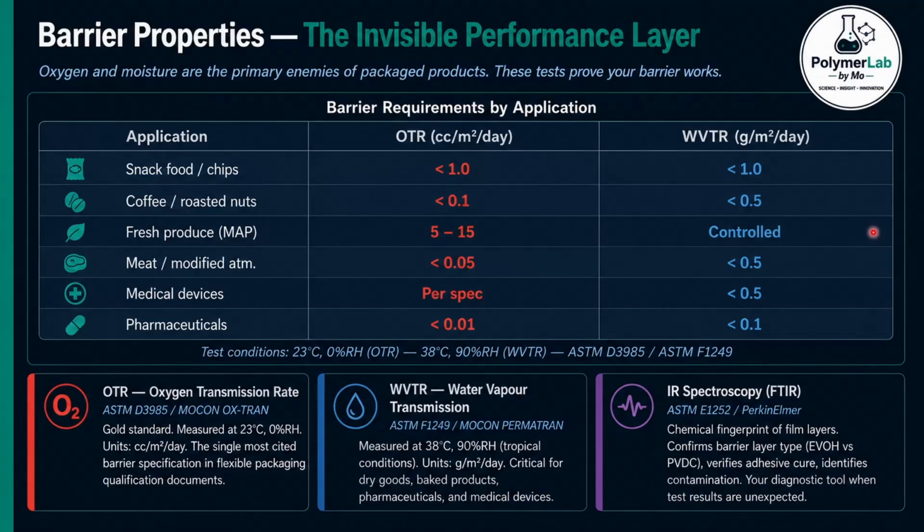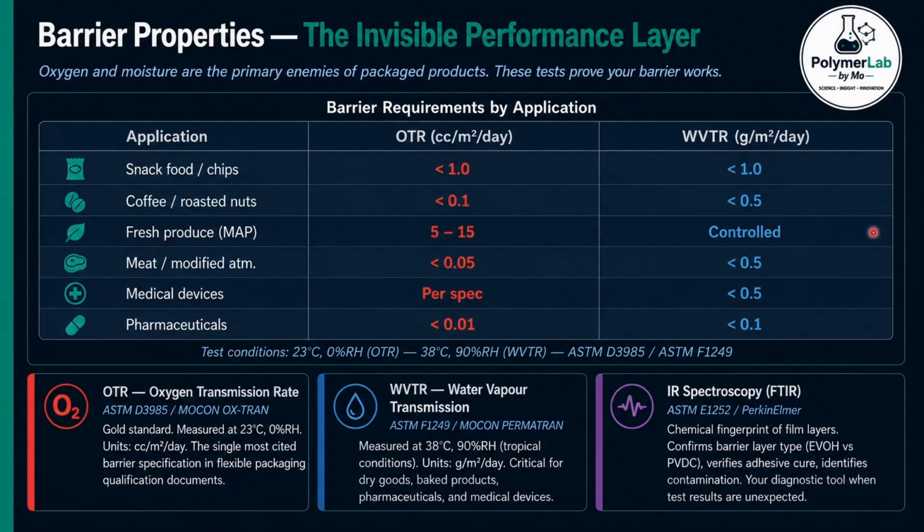Barrier properties are the reason multilayer film exists. The whole point of building a complex laminated structure with an EVOH layer, or an aluminum foil layer, or a ceramic coated film is to control what passes through the package wall. And the only way to know if your barrier is working is to measure it.